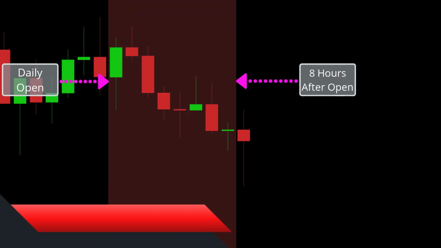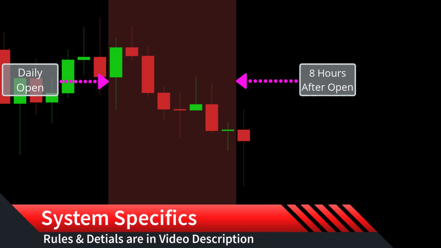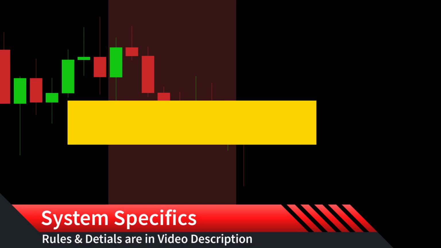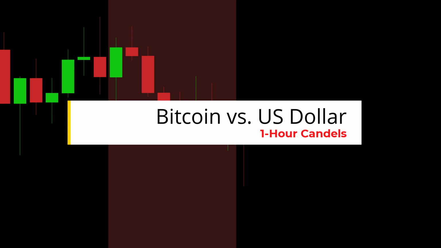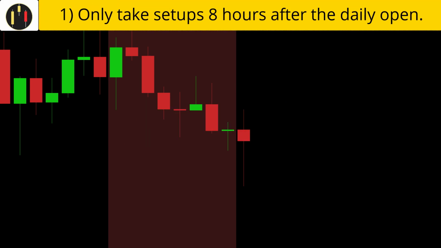Let's go over entry criteria and review some examples. As always, system rules and details are listed in the description below. This chart is Bitcoin versus the US dollar 1-hour candles. The rules to enter a long on the highest open, lowest close are: first, only take setups 8 hours after the daily open, which are candles outside the red shaded area.